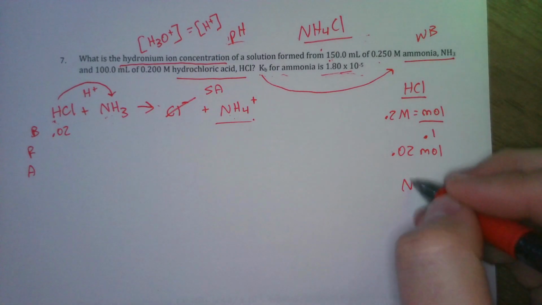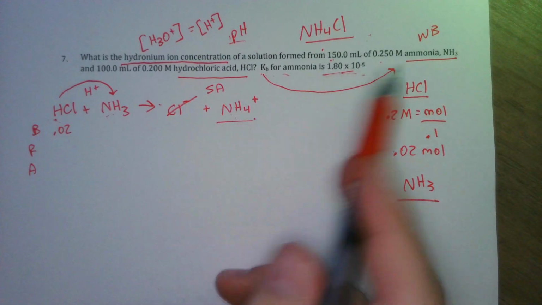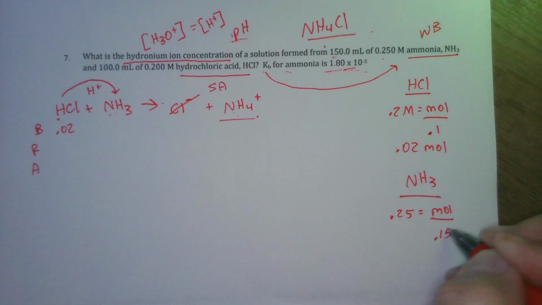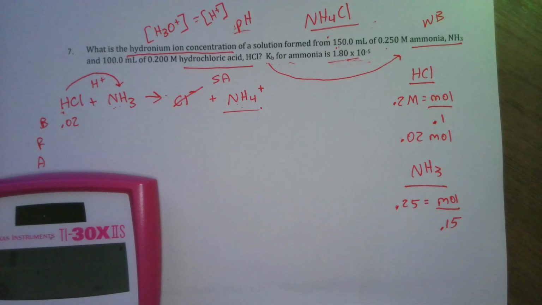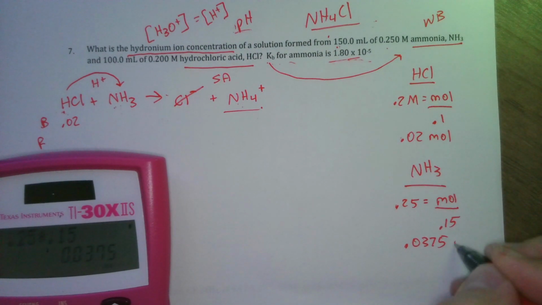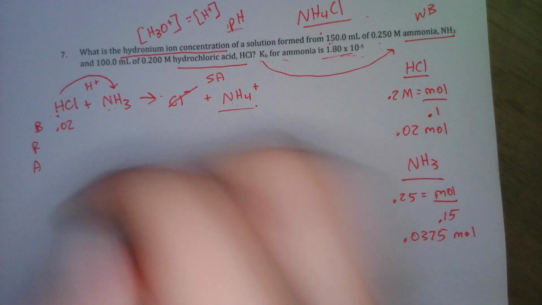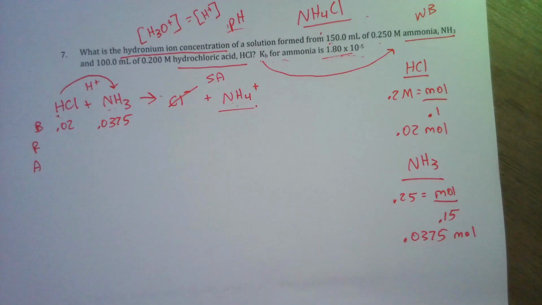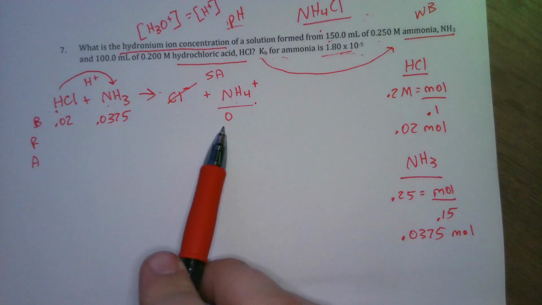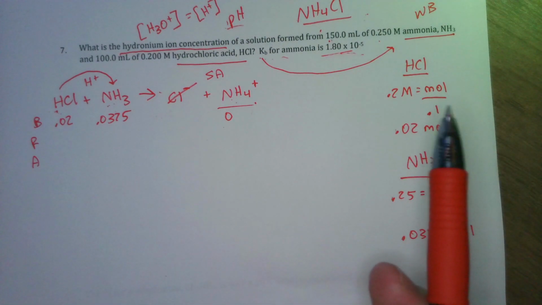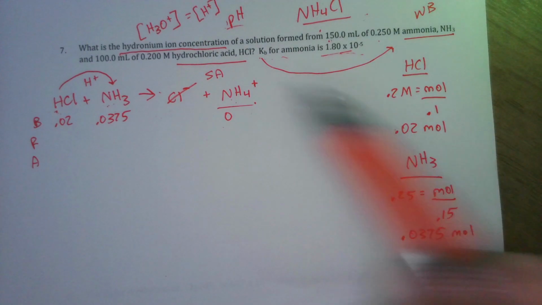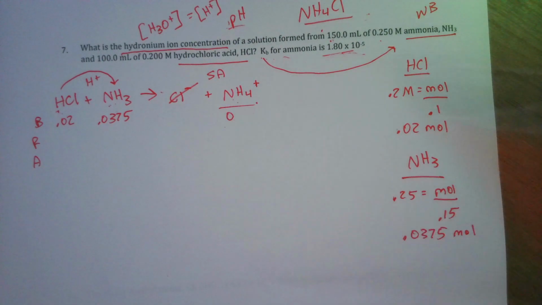NH3, my weak base. All right, my molarity is 0.25 equals moles over 0.15 liters. 0.25 times 0.15 is 0.0375 moles. Plug that in for NH3. I have none of this to start. The only way you would have a number on the right is if the question specifically said, I also added 1 mole of this to the product. It would say explicitly, you also added some extra source of NH4 ions or something.